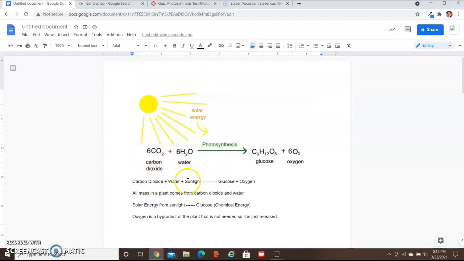water, carbon dioxide, and sunlight. We gave them all three of these things. Then with the other cup, you got to decide which one of these you were going to take out, carbon dioxide, water, or sunlight, and see what happens to your plant. Can it still survive without one of these essential chemicals that photosynthesis needs?